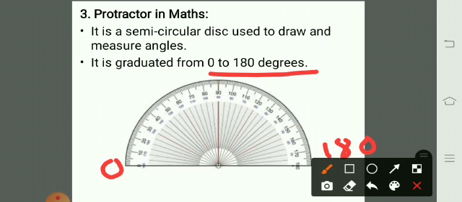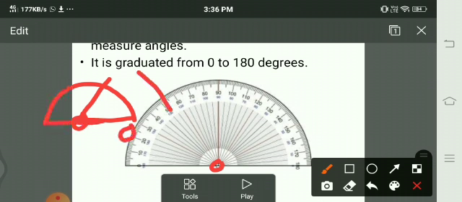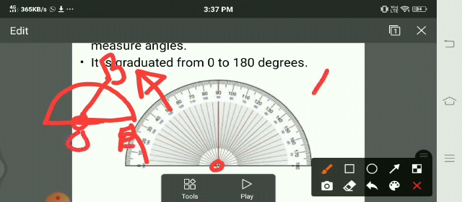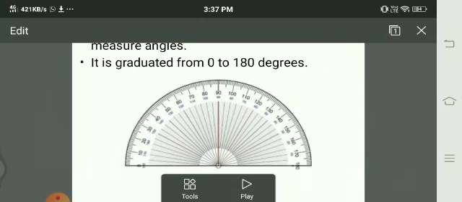Means with the help of this semicircular protractor, we can measure the angle between two rays. We keep the point at this position, so your protractor will be like this. We start to measure from 0 in this direction. Here is the point A and here is the point B, so it can be seen as angle AOB. Suppose this angle is 40 degrees, then your angle will be 40 degrees. Means using this protractor we can measure angles.